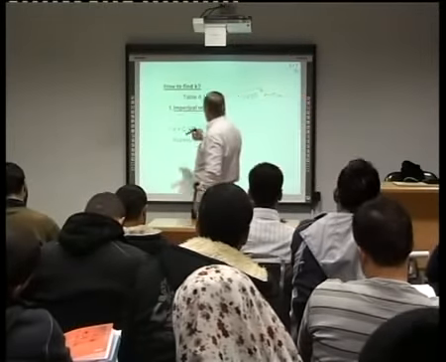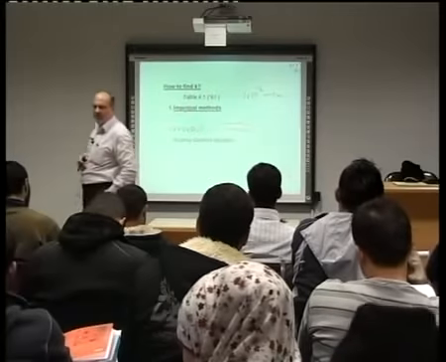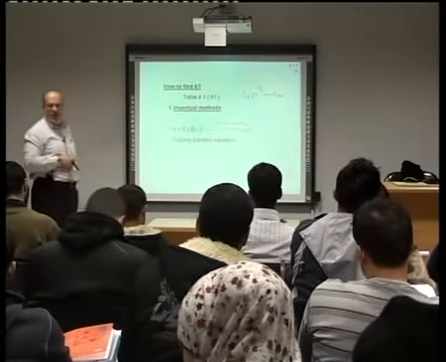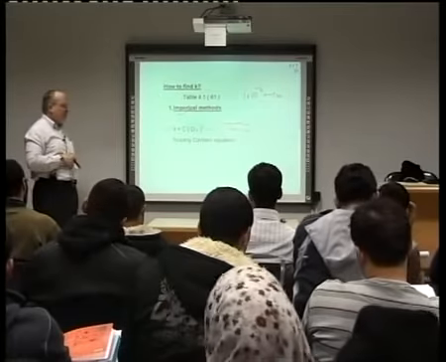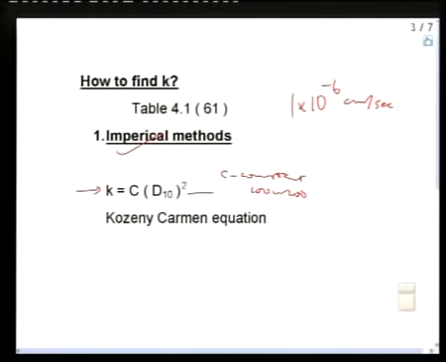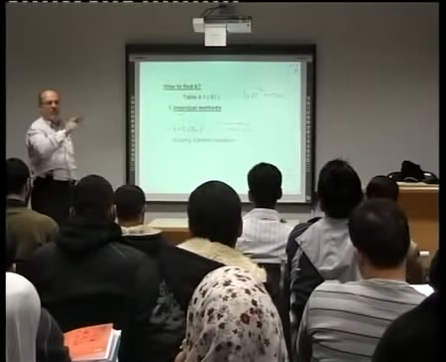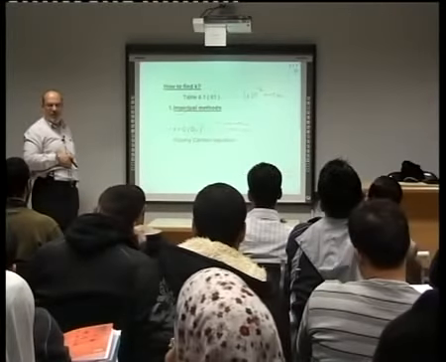Now, this is one of the ways that can be used. It's written in your book, by the way. K equals C multiplied by D10 squared. And it has limitations, it has assumptions, so I don't like it. And I don't use it. And I even don't look at it. I remember it just when I explain it to students.